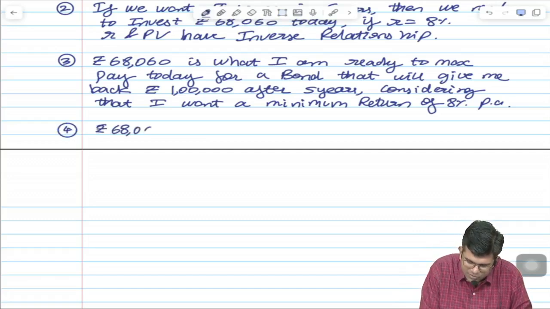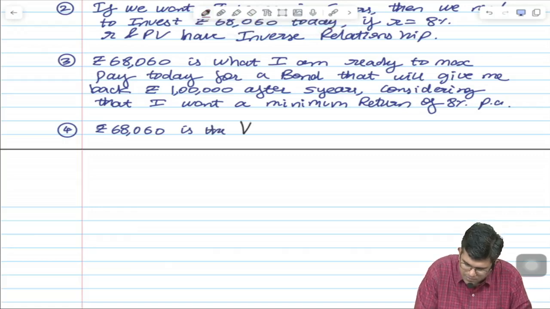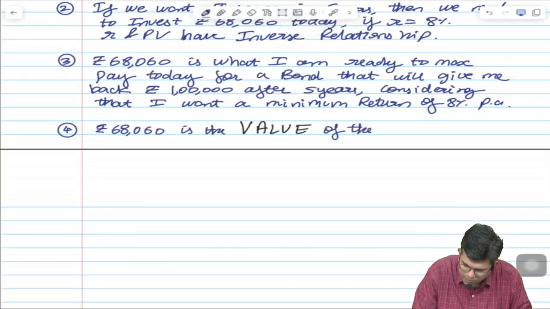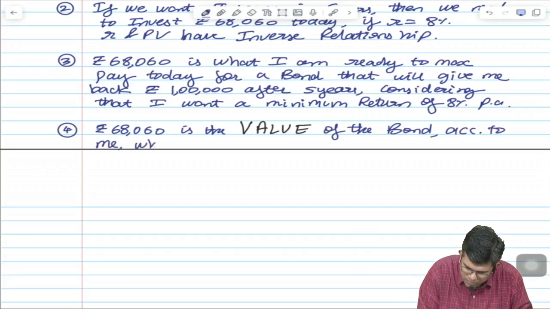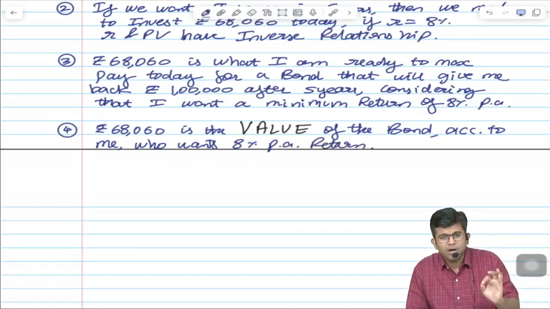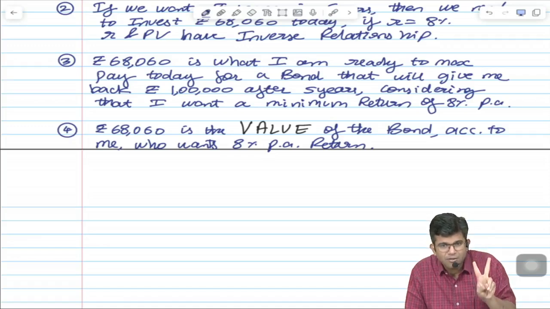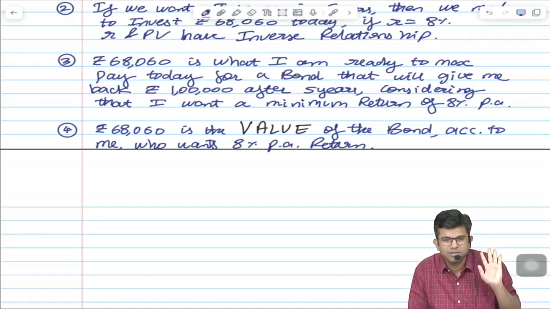Rupees 68,060 is the value of the bond according to me, who wants 8% per annum return. I hope you are understanding. According to me, this bond's value, not price, value is 68,060. I am ready to max give 68,060.